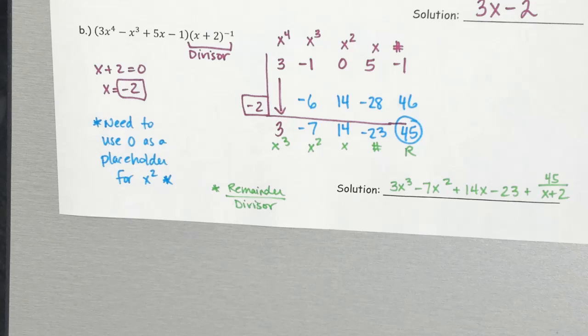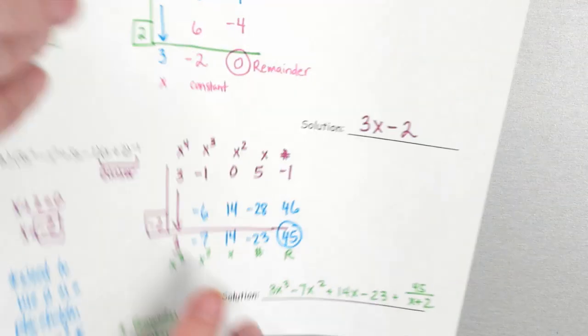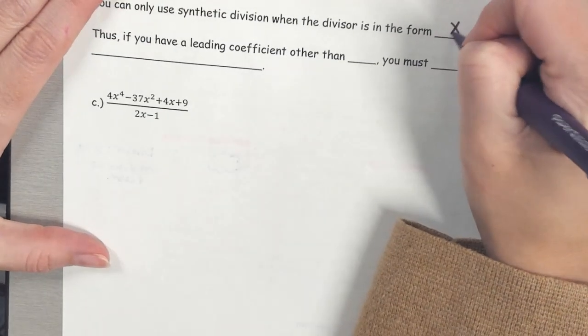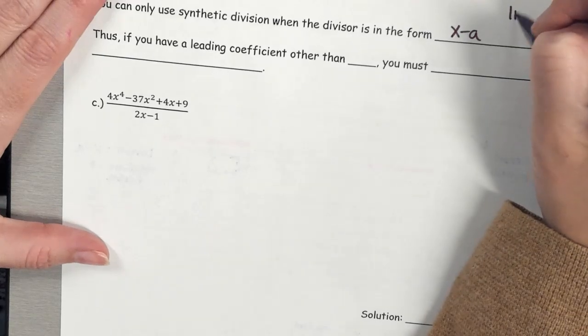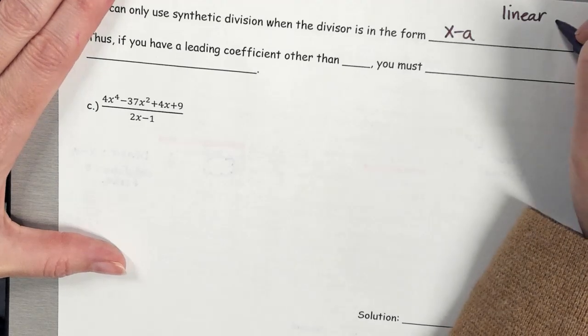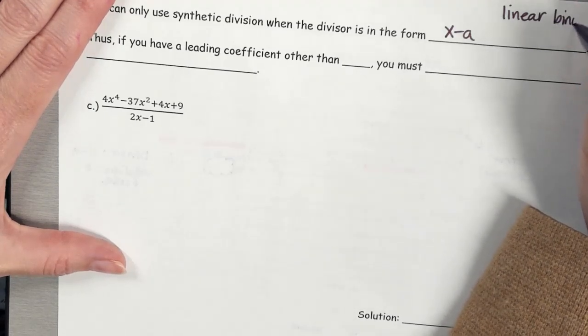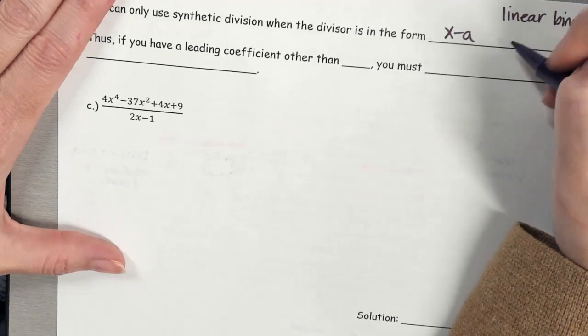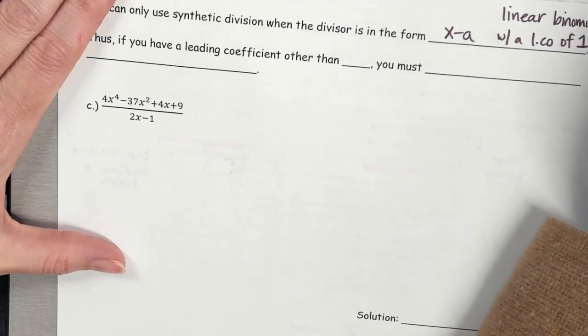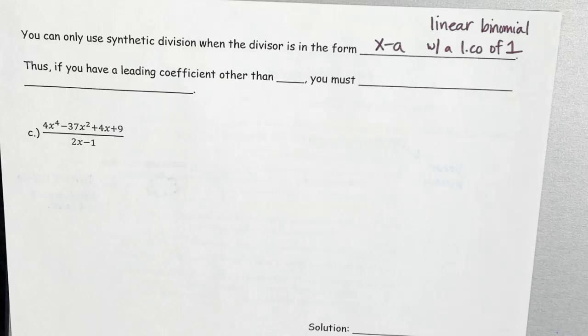All right, so you can only use synthetic division if you have the divisor in the form x minus a, okay? So it has to be in this form, okay? And then this is a linear binomial. And you also have to have a leading coefficient of 1. Okay, so you have a linear binomial with a leading coefficient of 1.